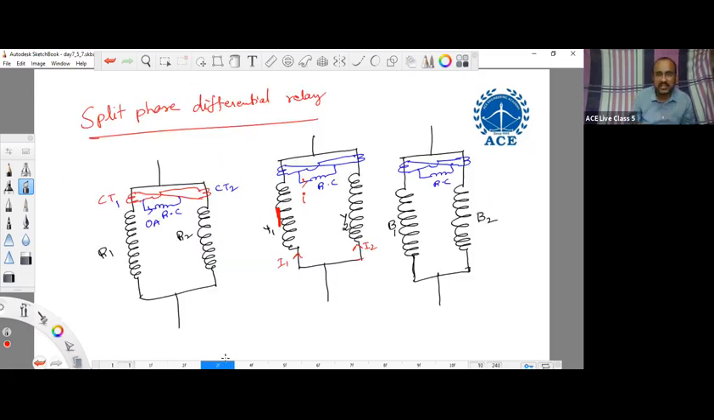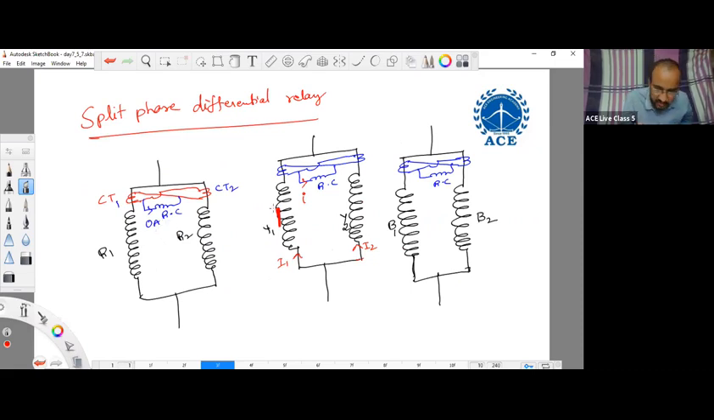In a split phase differential relay, we compare the currents on the same phase by connecting the CTs in differential mode. During normal condition, the voltage induced in R1 and R2 will be the same, so the current delivered will also be the same. That will not result in any current to the relay coil, so the relay will not operate.